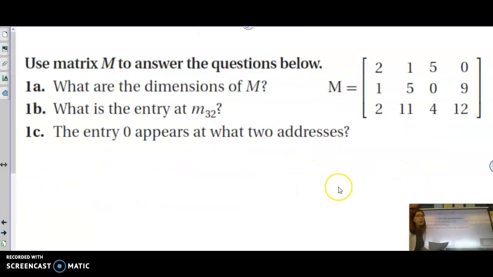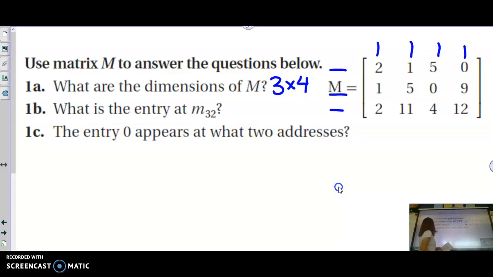Okay, a little more practice with this. If I were to write down the dimensions, you always do rows by columns. So think about the number of rows versus the number of columns. So this would be a 3 by 4 matrix. And if I ask myself, what is the entry at M32? That means go to row 3, but column 2. So the answer would be 11.